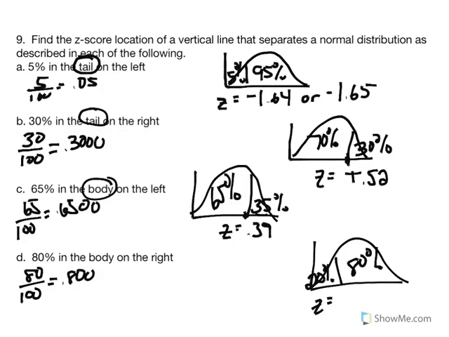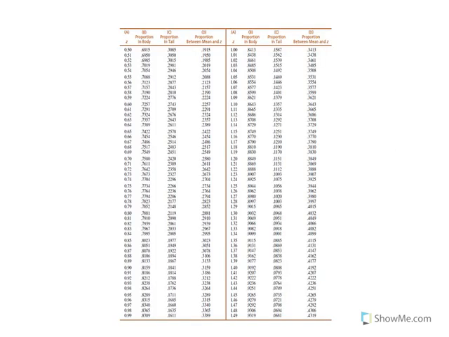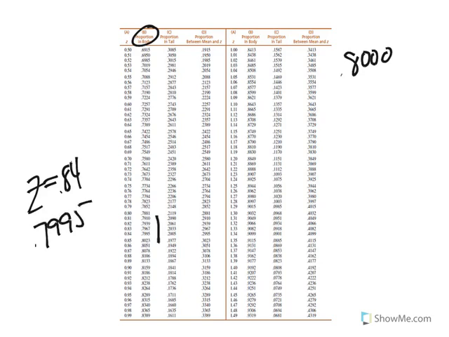And again, this was 0.8000 is what we're looking for, and we're going to utilize the column that represents the body to find this particular answer. So let's go to our unit normal table. Okay, so we're looking for the proportion of 0.8000 in the body. So we're going to utilize column B, and we're looking for 0.80. And we see here that this is the area that we would focus on, and we find that a z-score equal to 0.84 has a proportion in the body of 0.7995. Again, that's the closest value to the value that we were looking for.